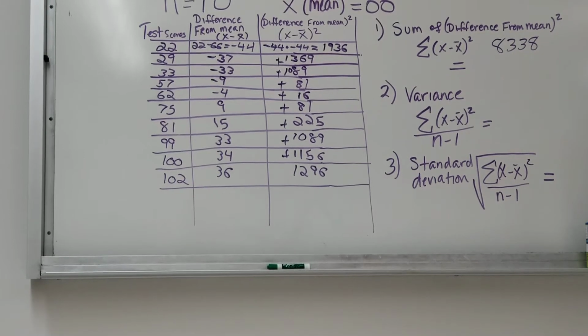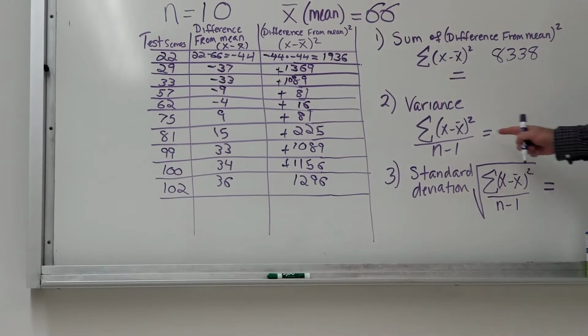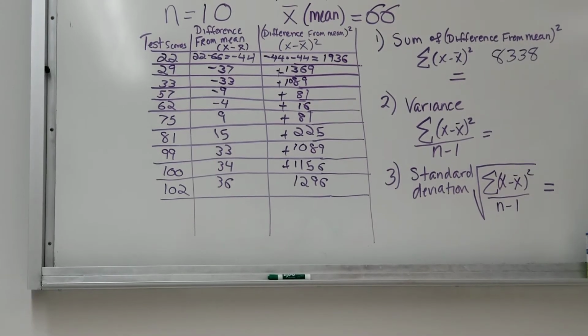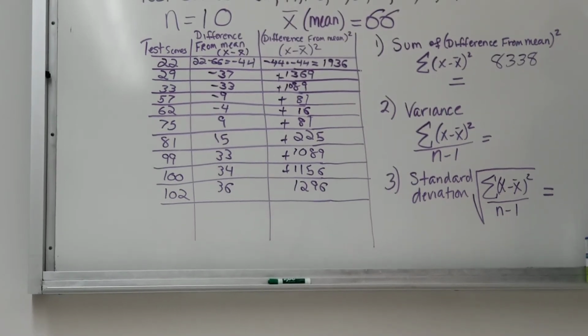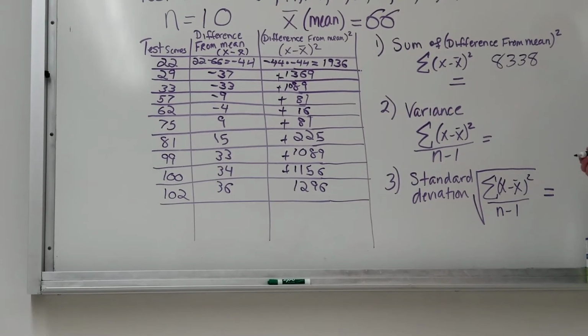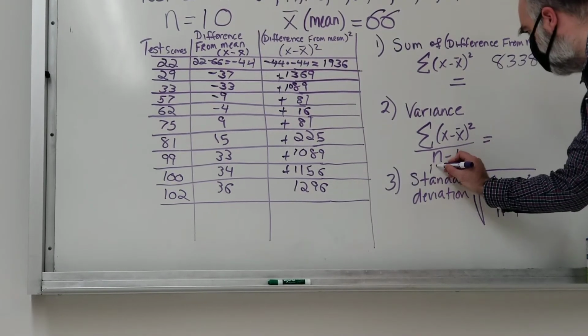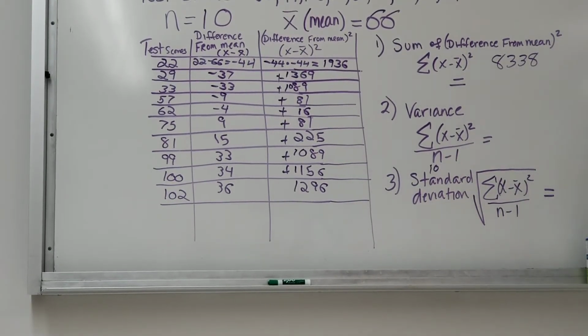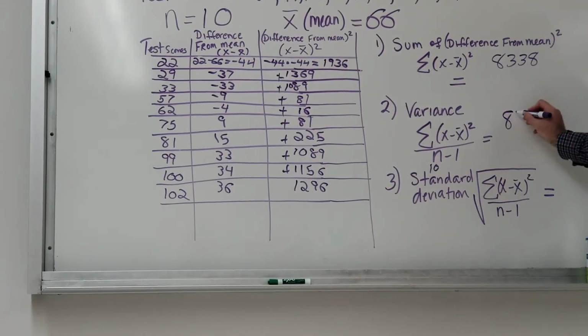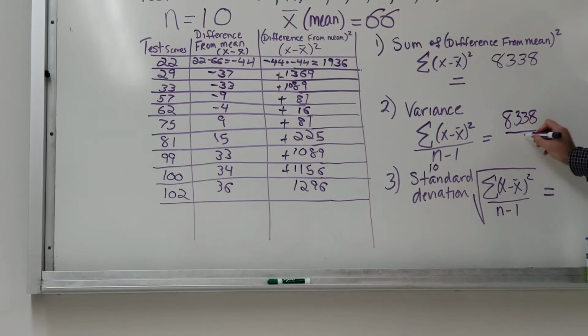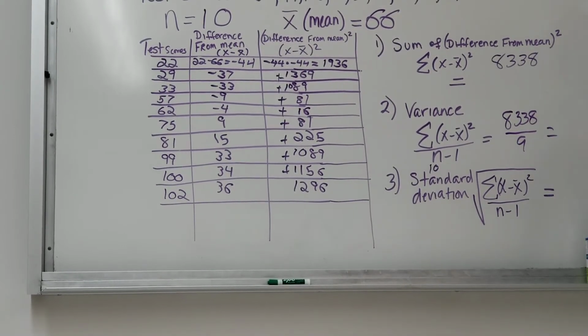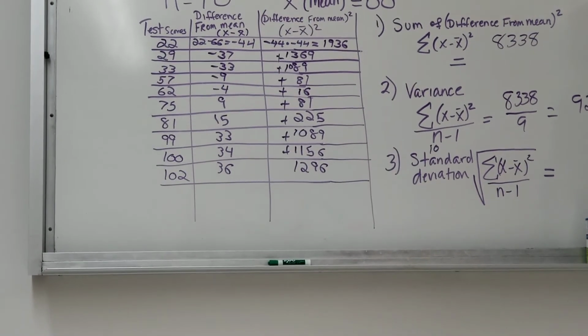Once I have that number, the second step, for the variance, is to take that number and divide it by, now be careful here, the number of test scores minus 1. So I'm going to take 8,338 and divide it by 9, which is going to give me 924.16.